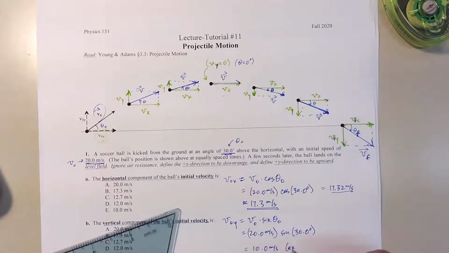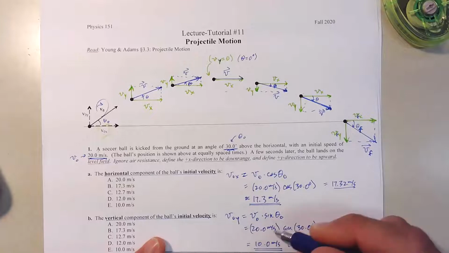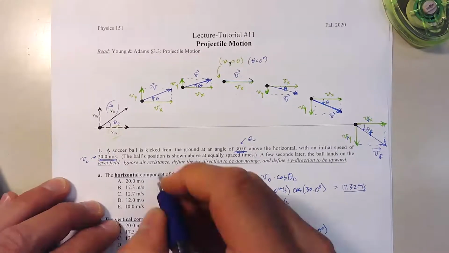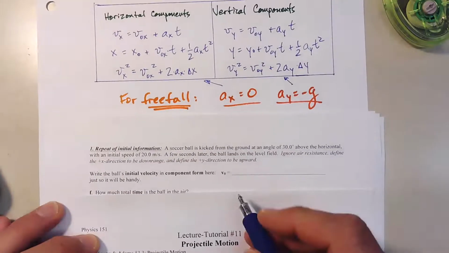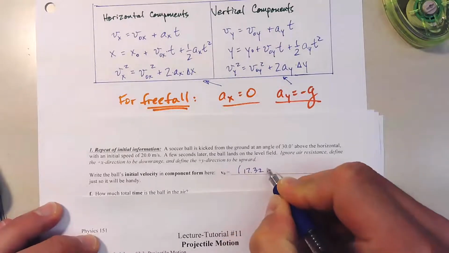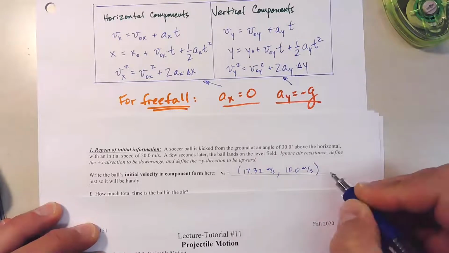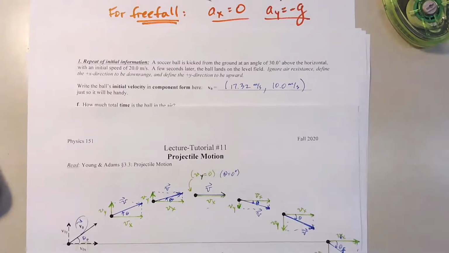And this is exact, right? Sine of 30 degrees is exactly 1/2. All right, so now we know what V naught is in components. Put another way, V naught is equal to 17.32 meters per second, comma, 10 meters per second. Or we could use i hat, j hat notation or x hat, y hat.